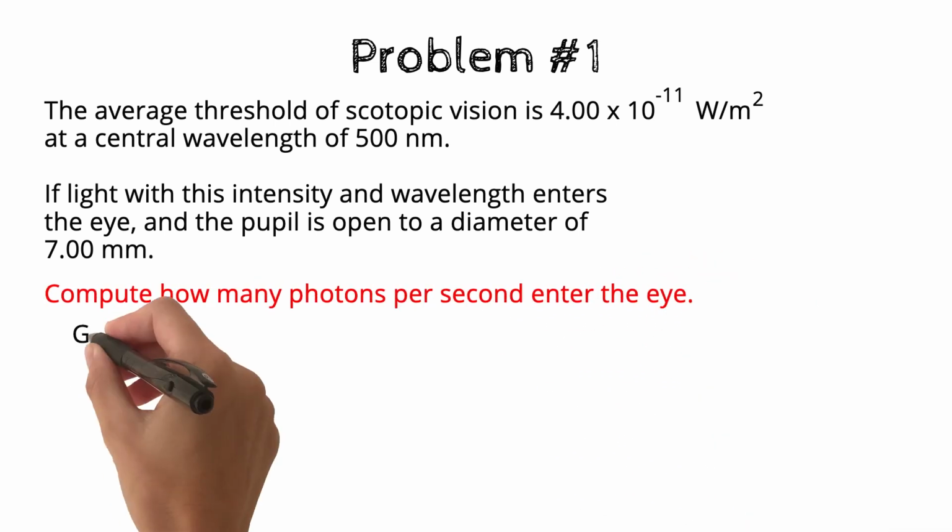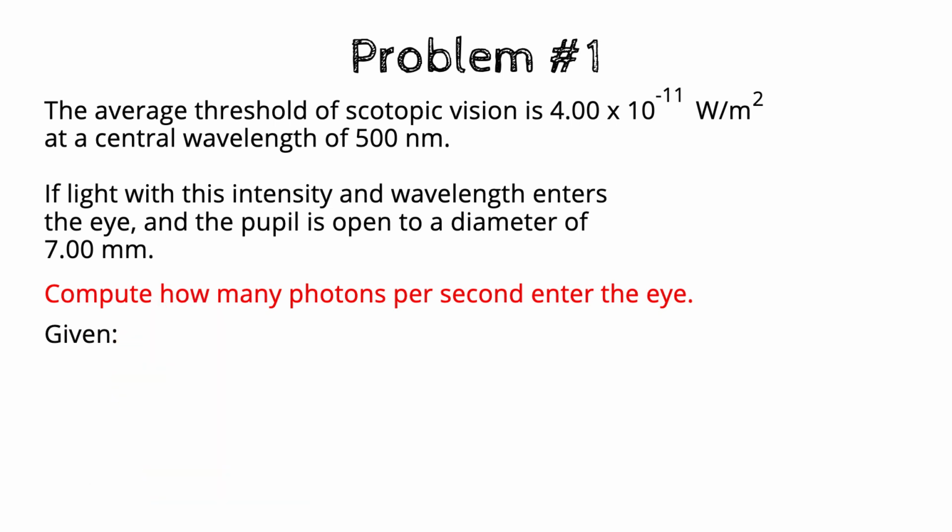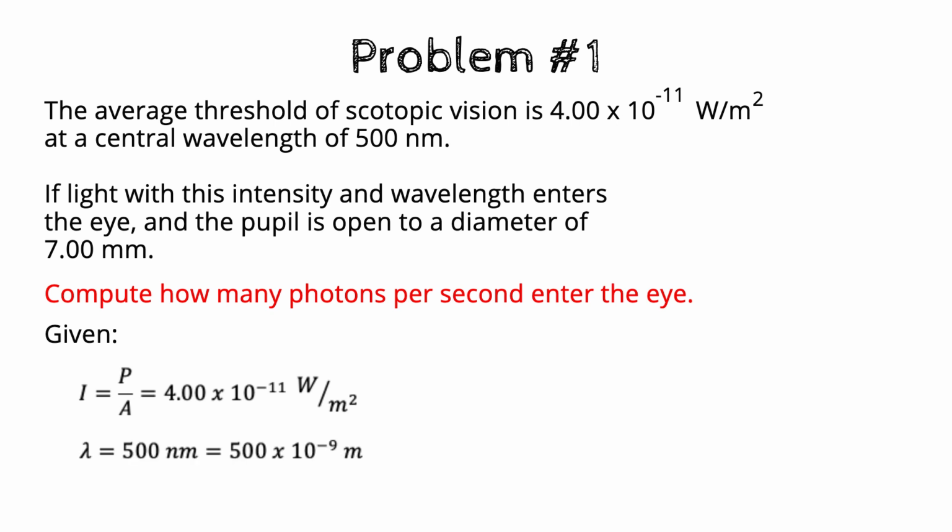Let us write the given values in the problem. First, we have the intensity of a scotopic vision, expressed as power over area, which is equal to 4.00 times 10 to the negative 11 watts per square meter. Then its central wavelength is 500 nanometers, or equivalent to 500 times 10 to the negative 9 meters. Also, the diameter of a pupil is 7.00 millimeters, or equivalent to 7.00 times 10 to the negative 3 meters.